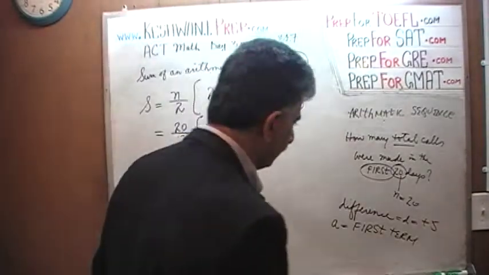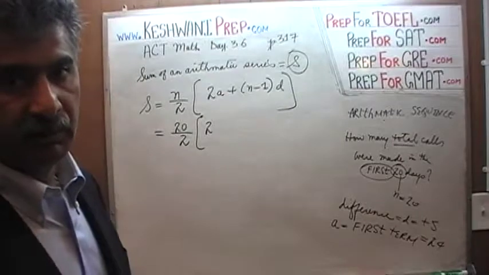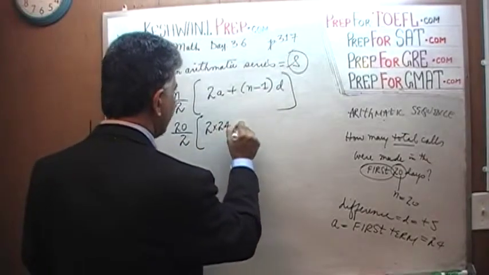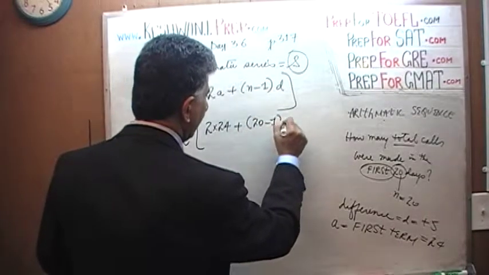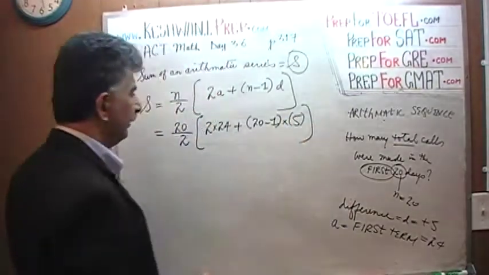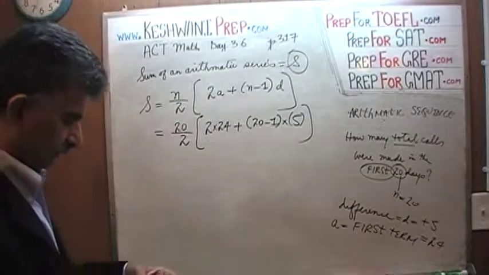The first term we are told is 24. We are told in the problem that on the first day we made 24 calls. So there's your a, plus n minus 1, n is our 20, minus 1, times d, which is 5. That's it, we're done. We just have to simplify it. Let's do it out together.